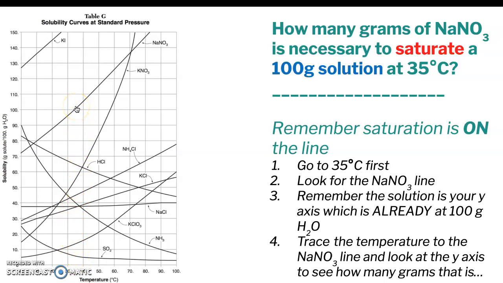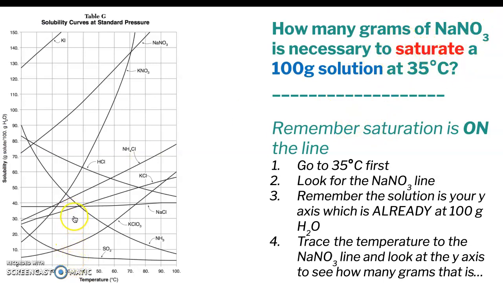Remember, we're using a 100-gram solution, which is what the units are telling us. It's a 100-gram solution of water. So we're trying to determine how many grams of NaNO3 is necessary to saturate. So we want it to be saturated.